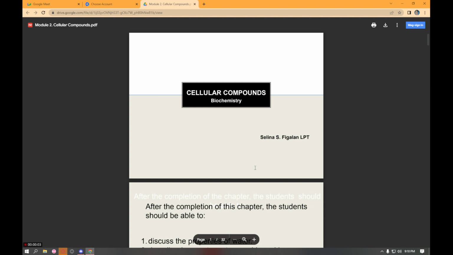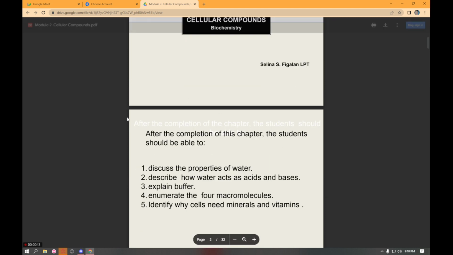Class, we are now with your cellular compounds, which is the second part of your second module. These are the objectives of this module.